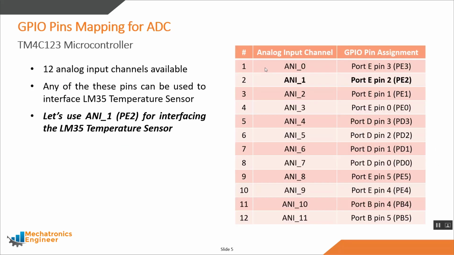As we know, there are 12 analog input channels available on TM4C series launchpad microcontroller. We can use any one of these. Let's use analog input channel 1 that is multiplexed to GPIO port E pin 2.